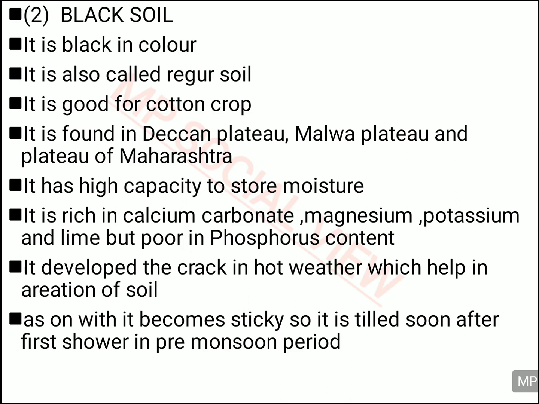In the hot season, on a hot day, it develops cracks in its layer, and these cracks help in the aeration of the soil. But on the other hand, when it gets water it soon becomes sticky, so sticky that cultivation and ploughing become difficult. So they plough this soil soon after the first rain, in the pre-monsoon season, because afterwards it becomes very sticky for ploughing. So this is the quality of black soil.